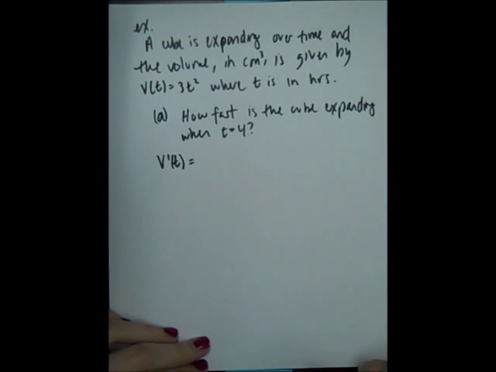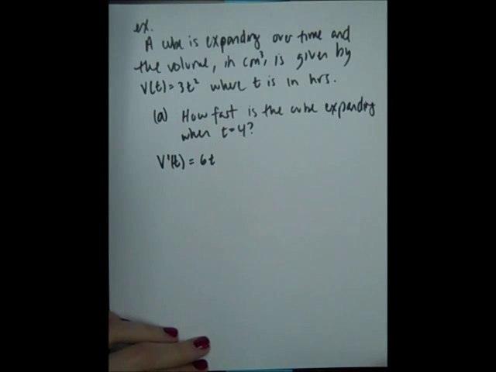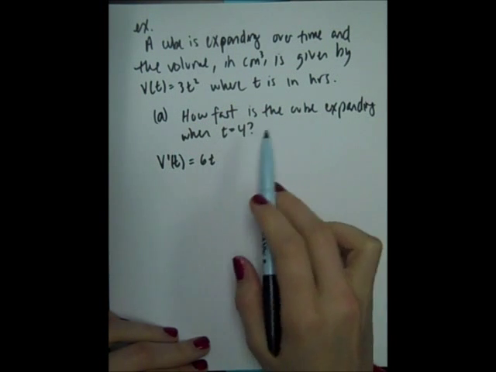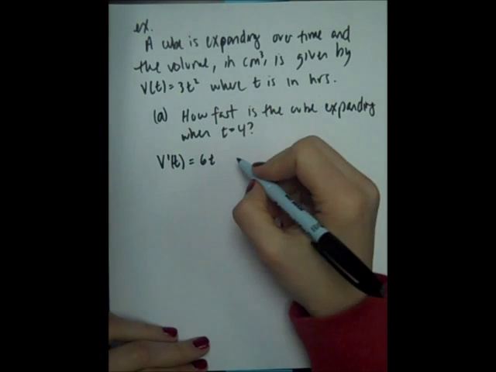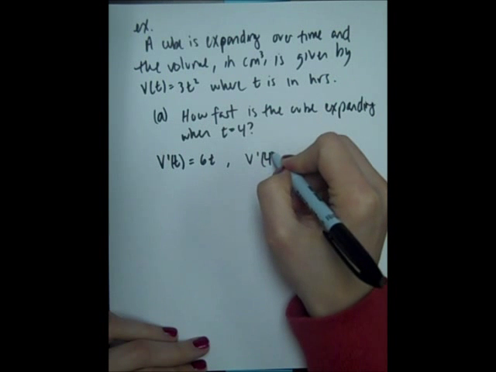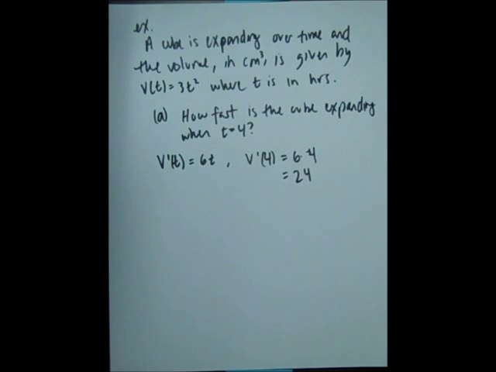So rate of change, you want to think derivative. So what is V prime of t? Using your power rule, this is 6t. So if I'm asking how fast is the cube expanding when t equals 4, that means what is the rate of change whenever t is 4? So V prime of 4 would be 6 times 4, which is 24.